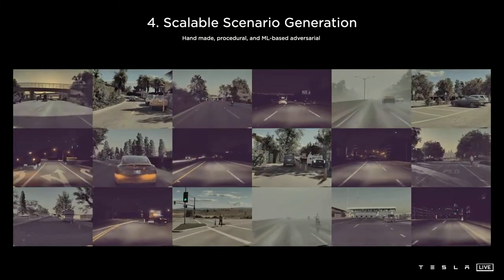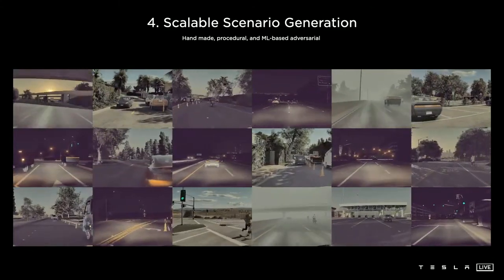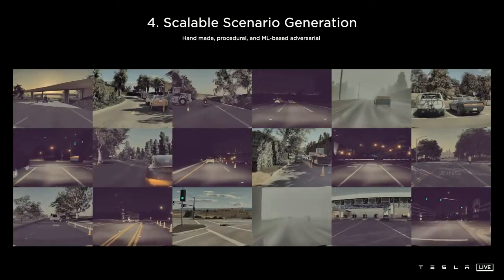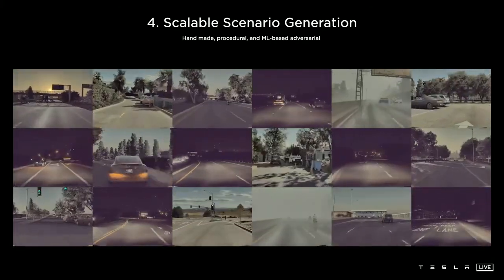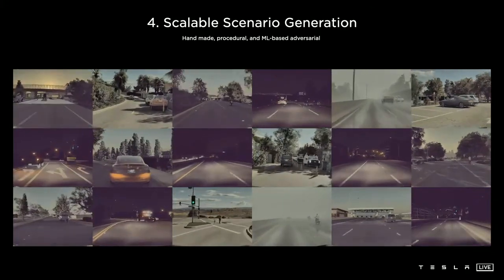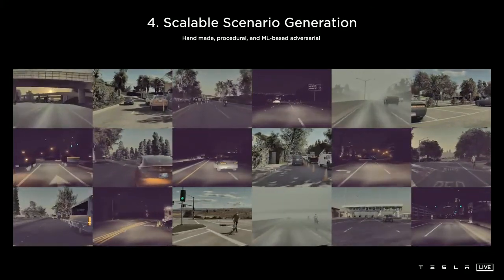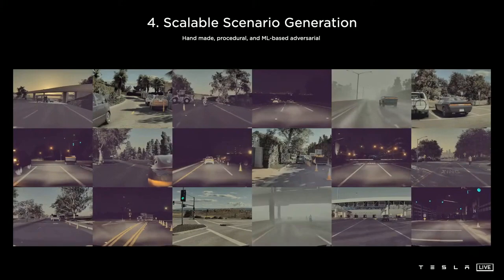But a lot of this data can be boring because the network may already get it correct. So what we do is we also use ML-based techniques to perturb the network to see where it's failing and create more data around the failure points of the network. So this is in closed loop, trying to make the network performance better.